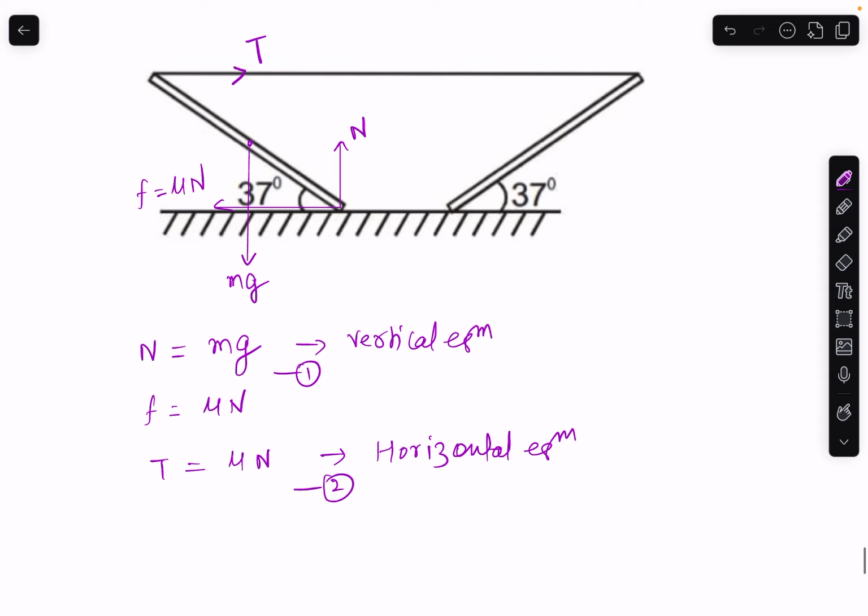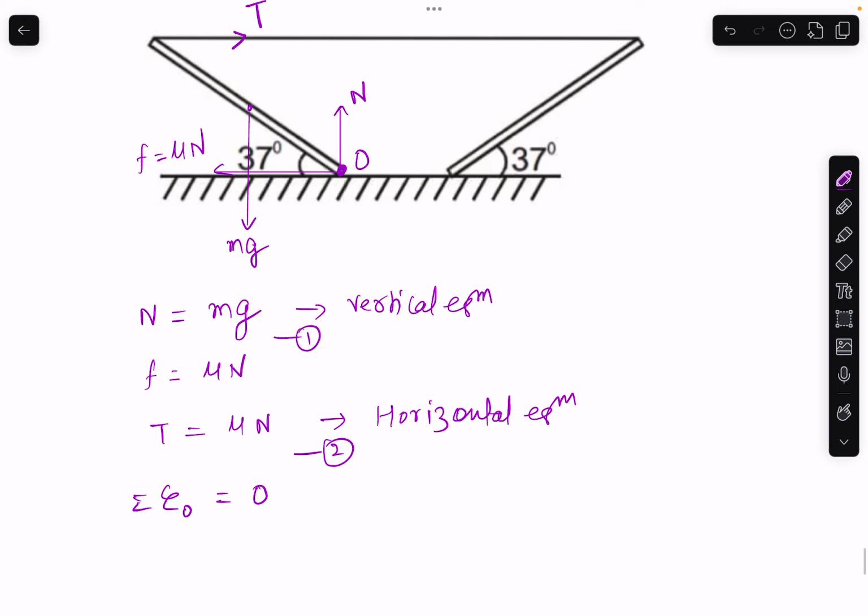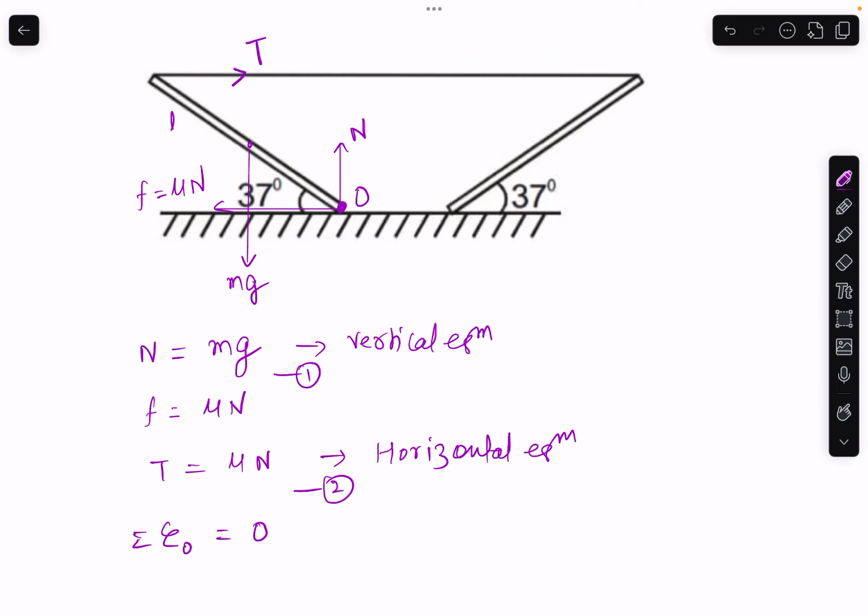And for rotational equilibrium, we will apply the torque equation about this point. Let us call this point O. Since equilibrium is there, the sum total of all the torques about the point O must be equal to 0. And let us say this length is L by 2. So this will also be L by 2. And this angle will be the alternate angle, 37 degrees.